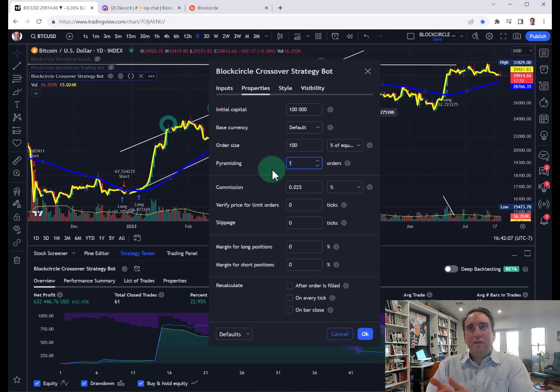that would be able to be executed by the trading strategy in the same direction of any one trade. So if you have one short open and then there's another crossover that's potentially valuable, then you would have another successive order open simultaneously. This pyramiding is not as significant for this crossover strategy bot, but it is particularly valuable with the Blockcircle Momentum Trading Bot, which we'll go through next. Commission is your total transaction processing fees.